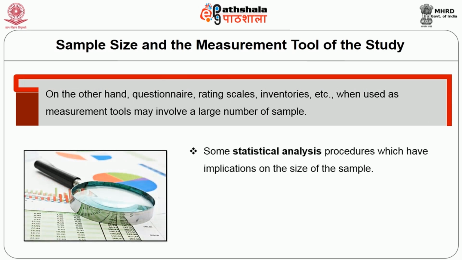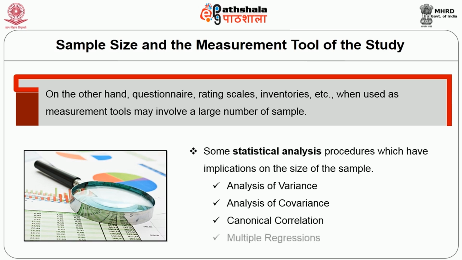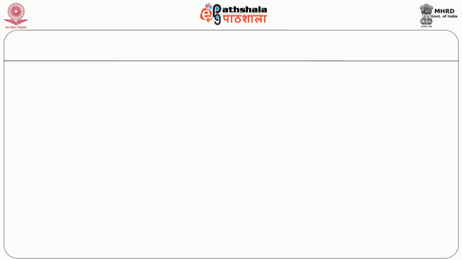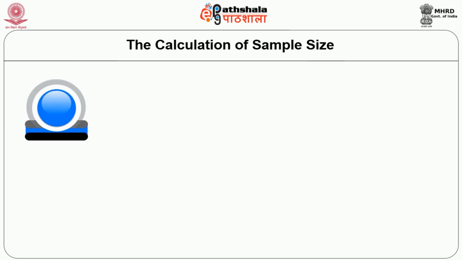samples too. Some statistical analysis procedures which have implications on the size of the sample are analysis of variance, analysis of covariance, canonical correlation, and multiple regressions. So far, we have been listing down in detail the various factors that determine the size of the sample to a study. Now it's time to discuss the various principles that govern the calculation of sample size.